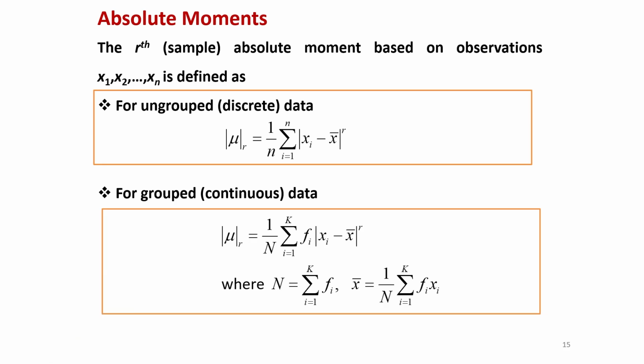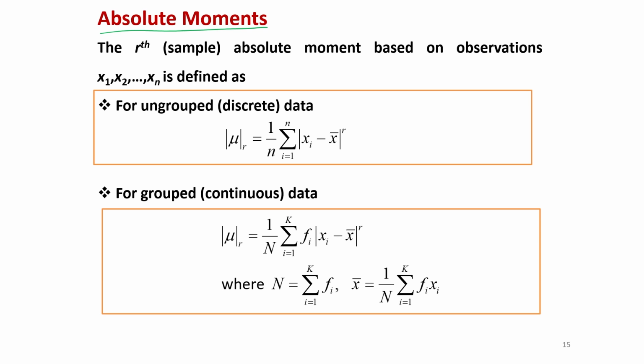Now after this, I give you one more idea, which is about absolute moments, right. So you can recall that when we discussed constructing the different measures of variation based on the concept of deviation, we constructed the absolute mean deviation and variance, right.